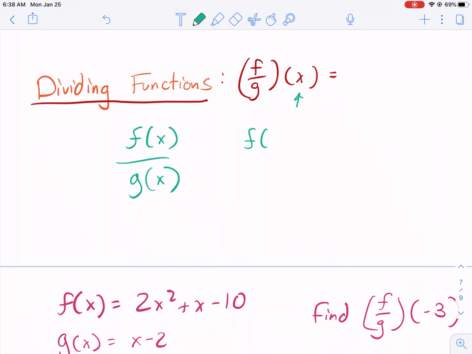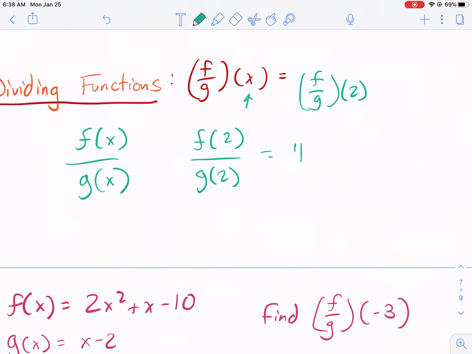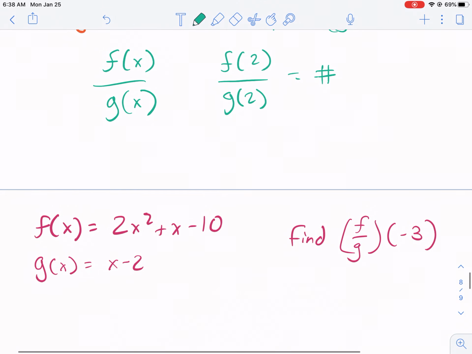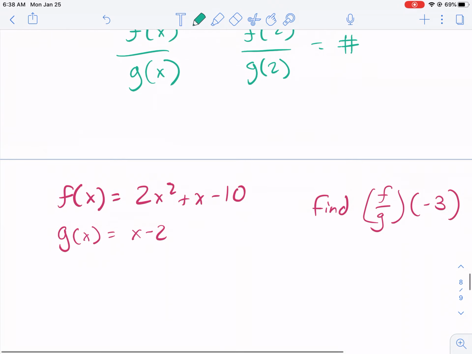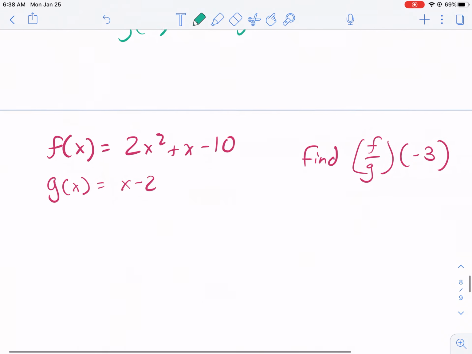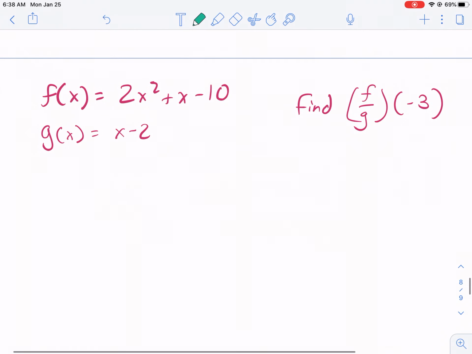For example, if it gave us f over g of 2, we would plug in 2 for f, 2 for g, and then we would divide, and we'd see what we get for an answer, and most of the time it's going to be a number. Now, if it's in terms of x, it's a little bit more complicated, and I'll show you how we do that. Now, this first example is talking about f over g of negative 3.